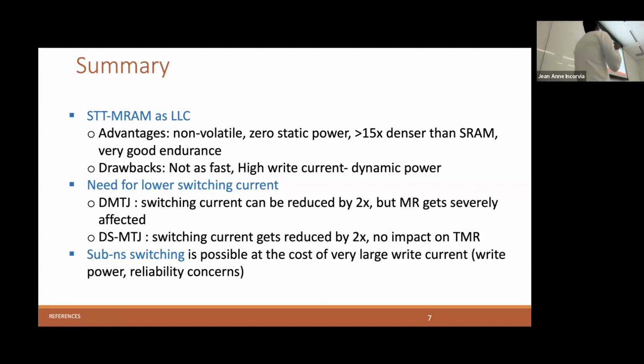So I have discussed two solutions that came out of IBM: the DMTJ, where switching current can be reduced, but MR gets severely affected, and the DSMTJ, which can improve the scenario without any impact on the TMR. And they have also shown that sub-nanosecond switching is possible at the cost of large write currents.